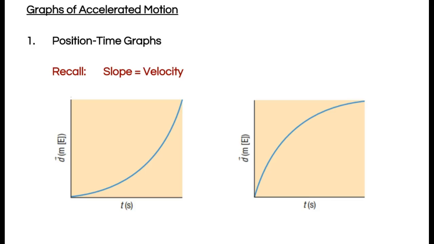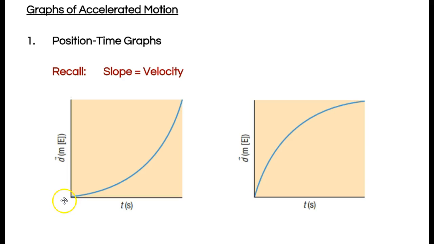So in today's lesson, we're going to continue our discussion about accelerated motion, but we're going to be looking at the position time graphs of accelerated motion, as well as the velocity time graphs and the acceleration time graphs. So let's take a look at a couple of graphs I've presented here. And I just want to remind you before we begin that if we look at the slope of a position time graph, then really what we're calculating is the velocity of that motion.